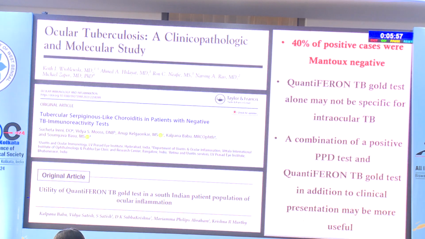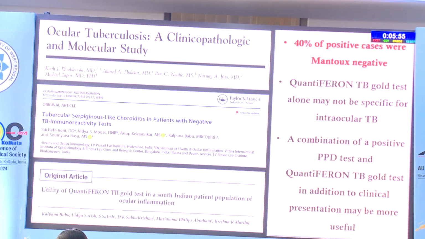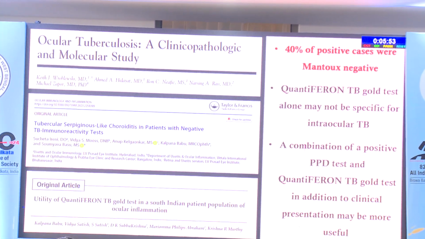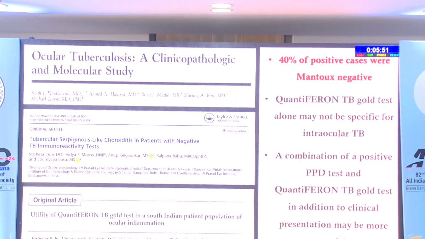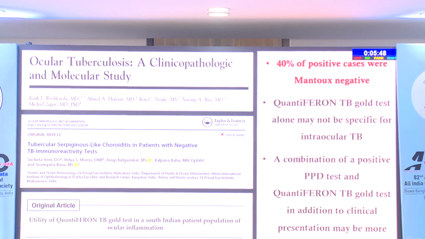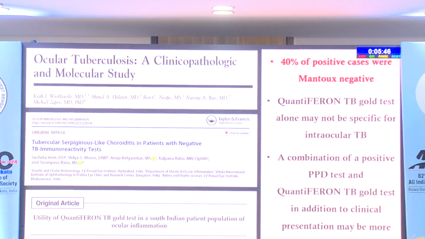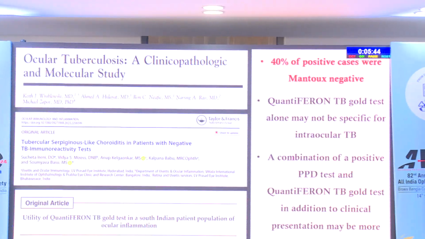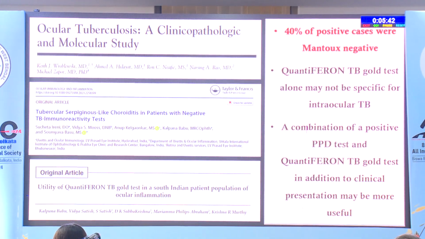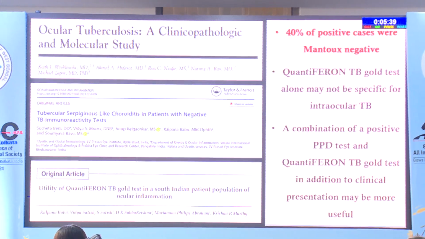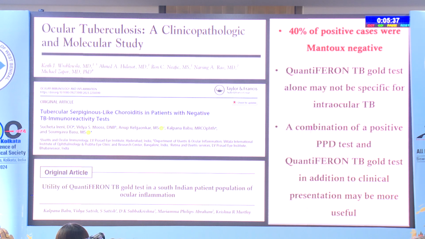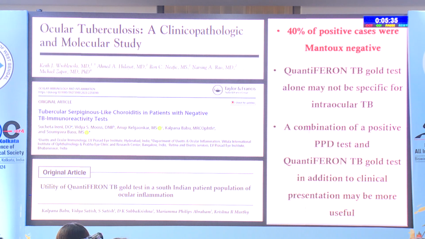And I like to look at this slide. There is 40% of the positive cases were Mantoux negative. In an AFIP study, proven tuberculosis was found to be 40% Mantoux negative. So don't depend on the Mantoux negative. Another landmark article by Soumyava Basu, which showed that tubercular serpiginous-like choroiditis can occur in patients with negative tuberculin immunoreactivity test. So don't keep an age-old view that you have to get Mantoux positive to have the tuberculosis.